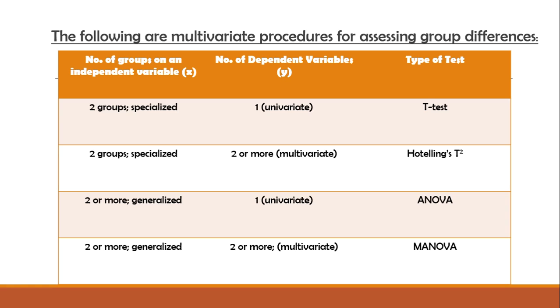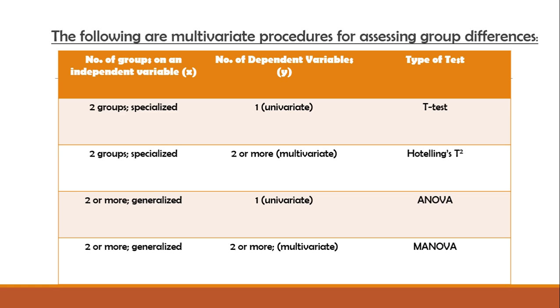The first column shows the number of groups on an independent variable, the second, the number of dependent variables, and the last one, the types of tests. When there are two groups on an independent variable and the number of dependent variables is 1, or univariate, the type of test to be used is the t-test. But when there are 2 or more dependent variables, multivariate, the type of test to be used is Hotelling's T-squared.